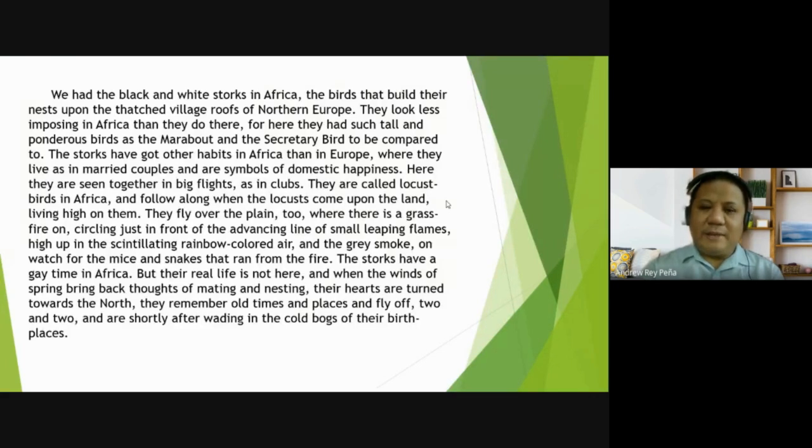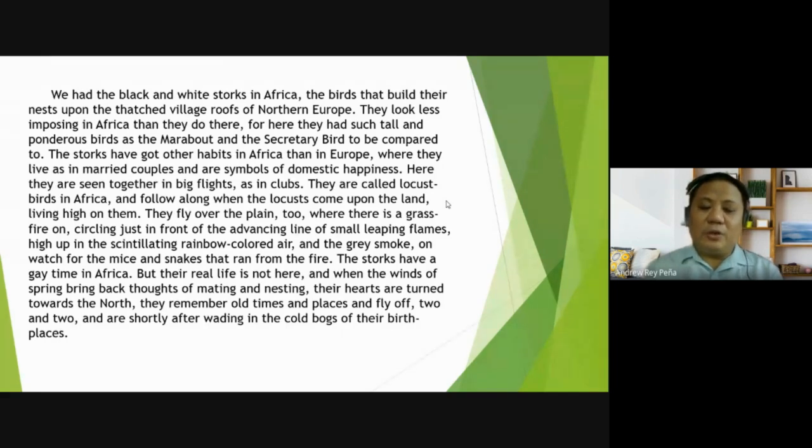For example, the storks. This paragraph talks about the storks. Let me read this to you. We had the black and white storks in Africa, the birds that build their nests upon the thatched village roofs of northern Europe. They look less imposing in Africa than they do there. For here, they had such tall and ponderous birds as the marabout and the secretary bird to be compared to. The storks have got other habits in Africa than in Europe, where they live as in married couples and are symbols of domestic happiness. Here they are seen together in big flights as in clubs.